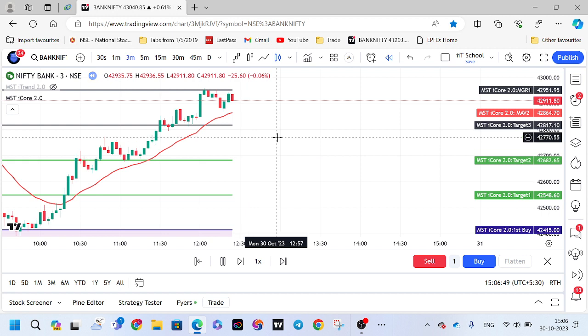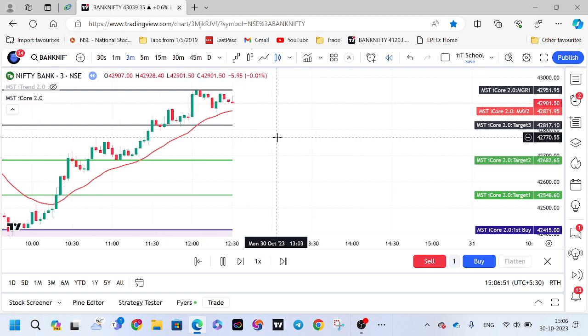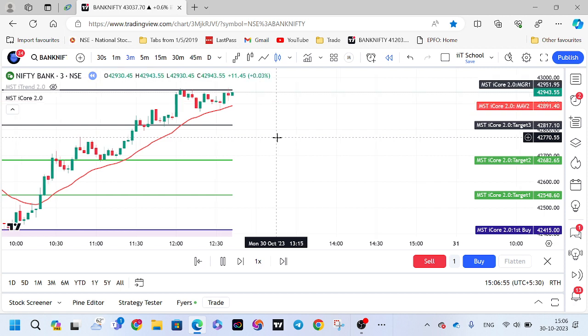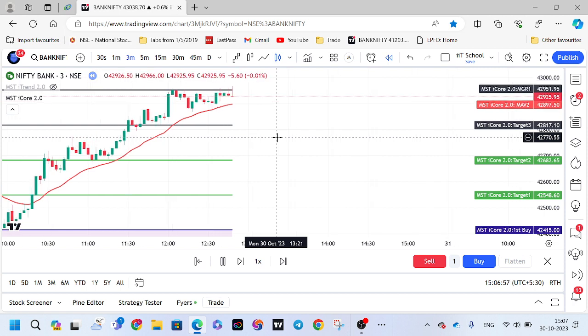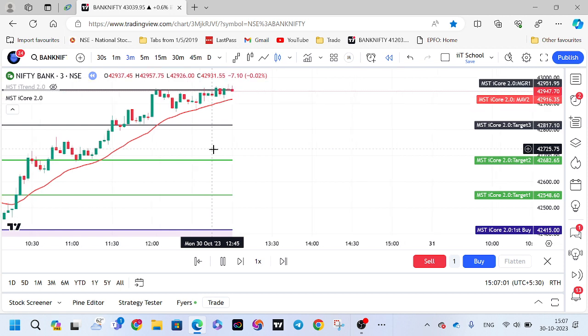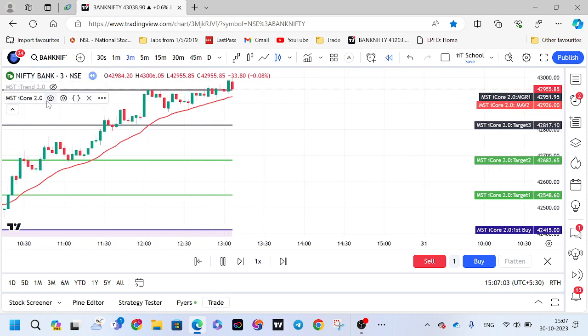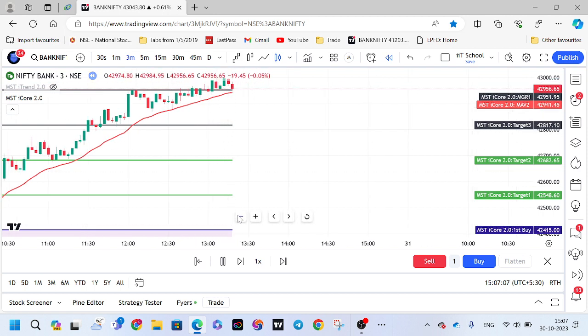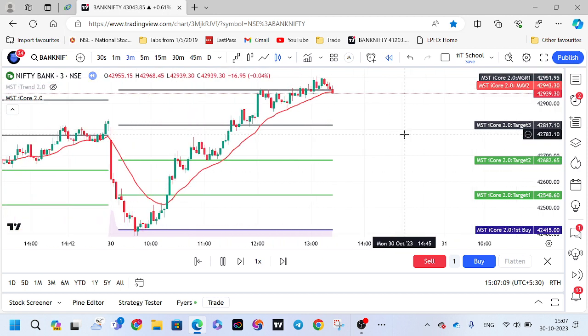So now perfectly 4 targets have been hit. What we will be doing is keeping a tiny SL and tiny target. So now I have kept a tiny SL and tiny targets. You can keep a tiny SL and tiny target so that you may get 1:2 ratio targets. So that's all. This is how we have to trade.